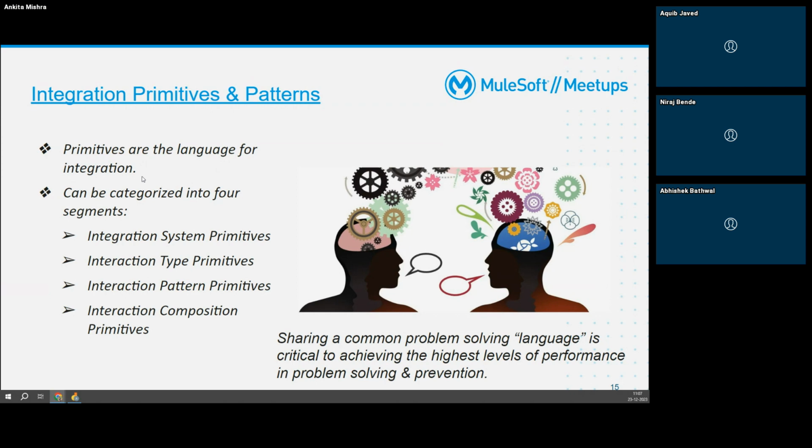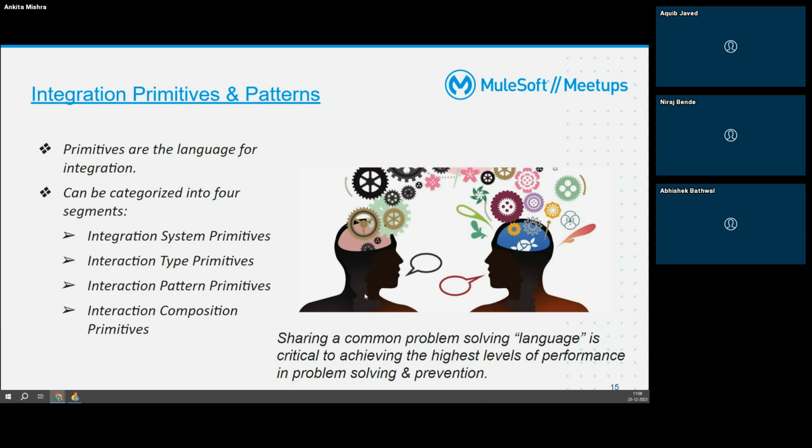Request means that you are asking for something, and response means that there is a reply to that particular ask. Okay, so primitives actually help you to understand the vocabulary, the language that we use for a particular integration platform. Because we all know that sharing a common problem solving language is critical to achieve the highest levels of performance in problem solving and prevention, right?